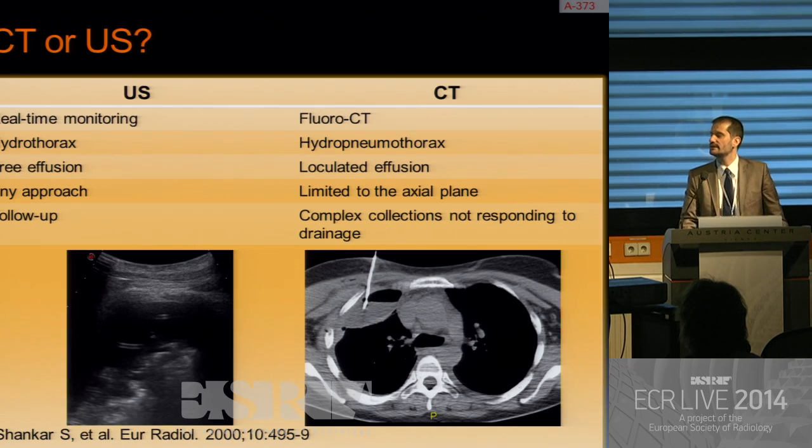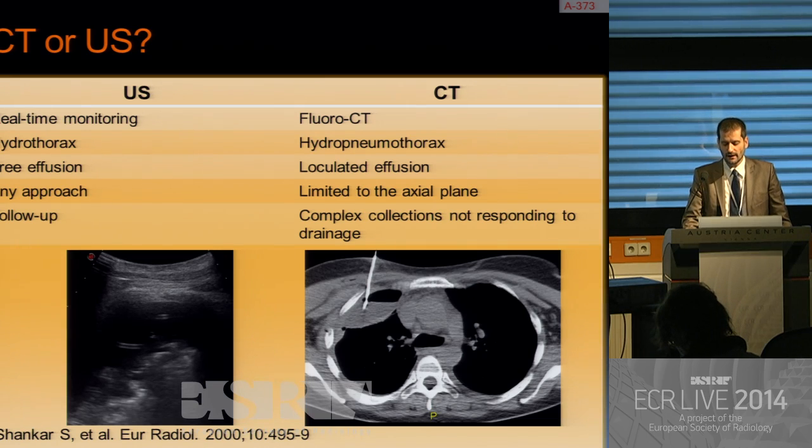And when do we have to use CT or ultrasound guidance? Ultrasound allows real-time monitoring of the procedure, and this is only possible with CT when using fluoro-CT. In cases of hydropneumothorax, CT guidance is preferred because during the whole procedure it is possible to see the wire and the catheter inside the pleural effusion. In cases of loculated effusion, some authors prefer to use CT guidance, but in our experience, it is possible to do with ultrasound guidance. Ultrasound allows any approach, but CT is limited to the axial plane, but you can change this plane by moving the angle of the gantry.